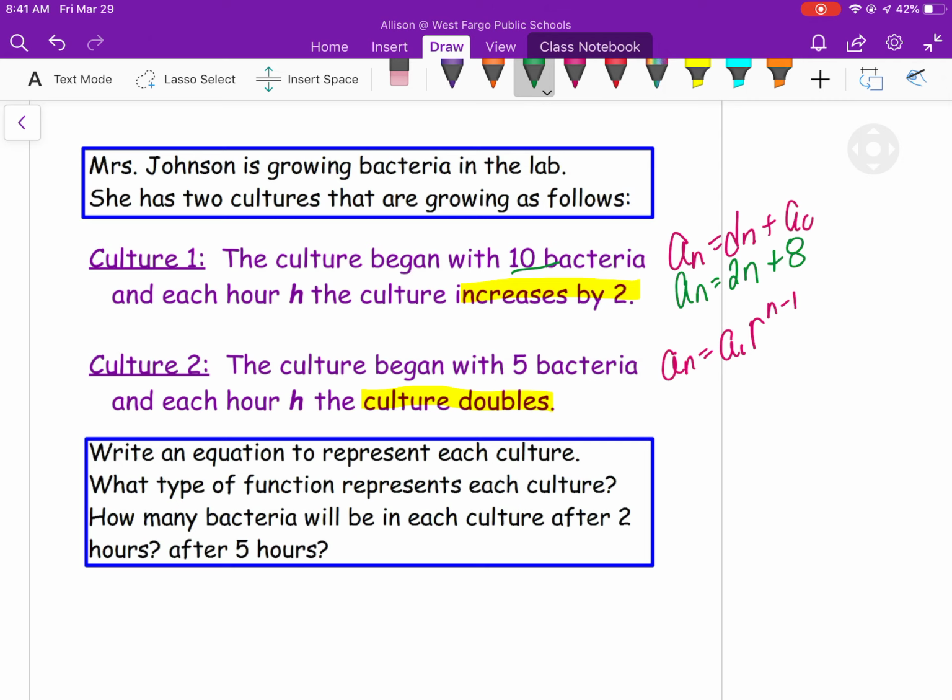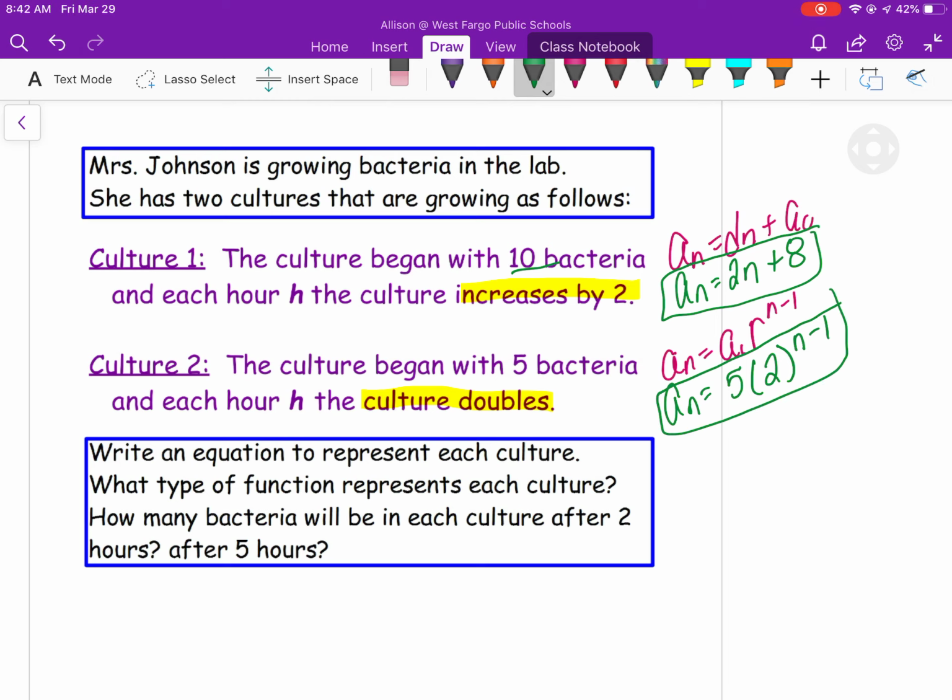And then for culture 2, A sub 1 is we start with 5 bacteria and we are doubling it, so our R is 2. So it'd be 5 times 2 to the n minus 1. So those are our equations that represent each culture, culture 1 and culture 2.